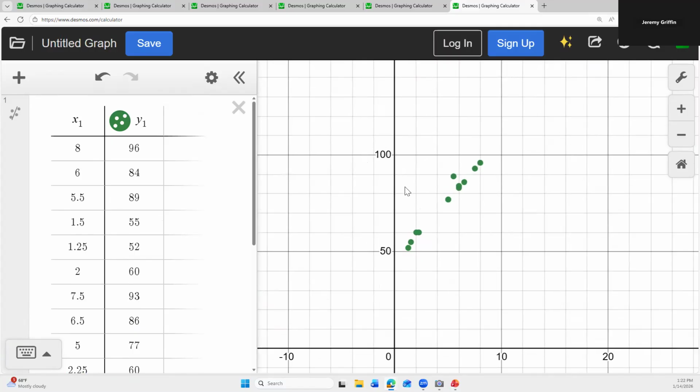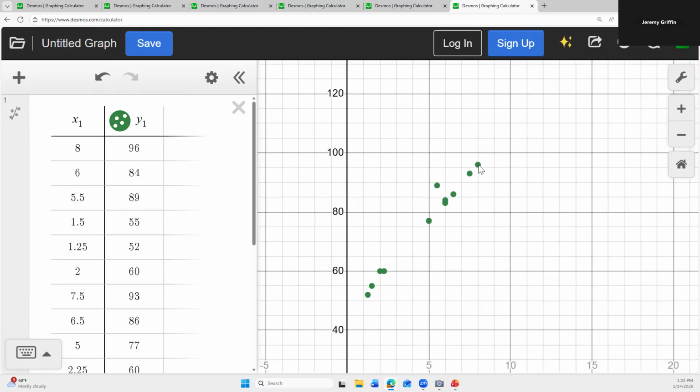Right. And I see a positive correlation. So it looks like the more hours you spent studying for the exam, the higher the grade you got. It looks like the kid who spent the most hours studying got the highest grade.